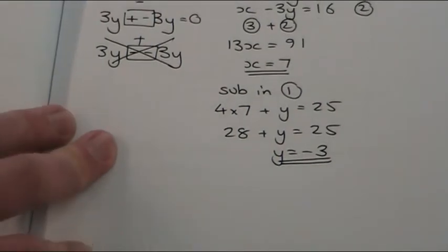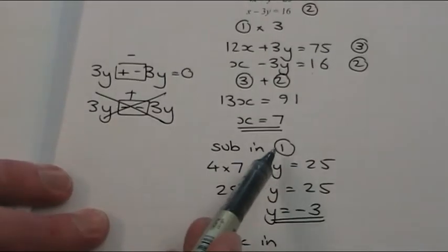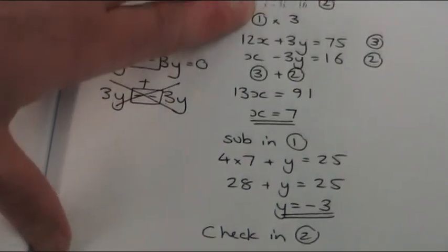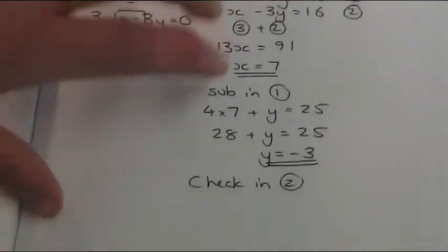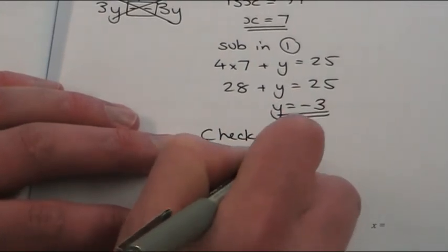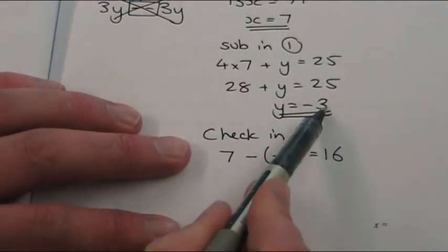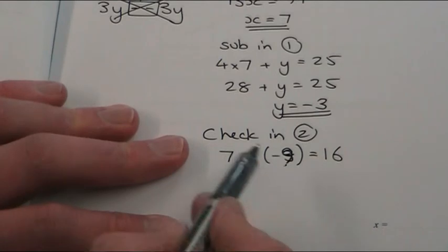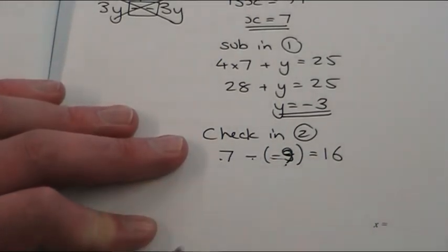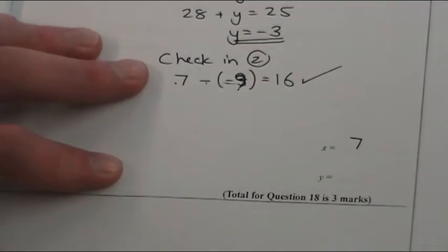Please don't finish now. You must check that it works in the opposite one that you substituted. So if we subbed in 1, we check in 2. So let's do it. x take away 3y is 16. So x was 7, take away 3y is 16. Sorry, so 3 of those would be 9. So 7 take away negative 9, this turns into a positive, making 16. So I know I'm right. So x was 7 and y is negative 3.